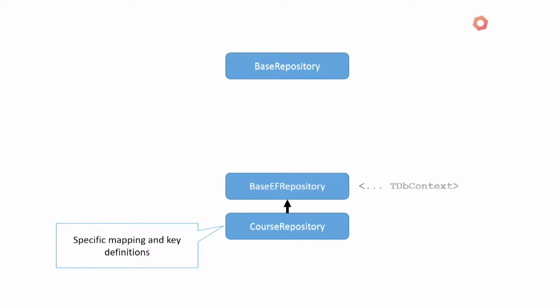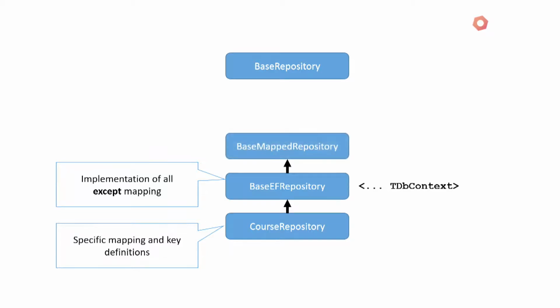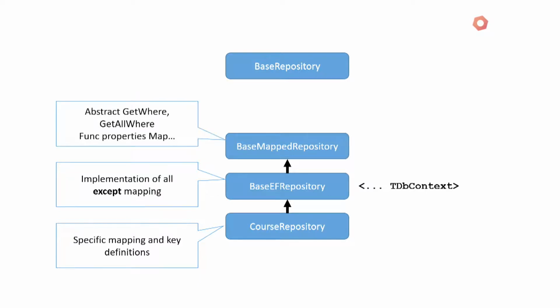This understands the entity framework. It understands what a DB context is, and it's the implementation of everything except mapping. And then we have a base mapped repository. And you're going, oh my gosh, this is tall. It understands an abstract get. It understands these things in an abstract sense.